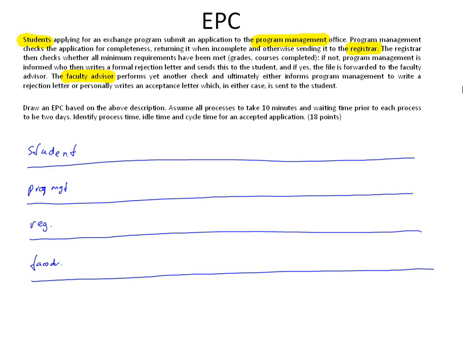Basically, the process then starts with the student applying for an exchange program, submit an application. That's what we put here. That's an event. Submit application. The application is submitted to program management. Program management checks the application for completeness. That reads as a process.